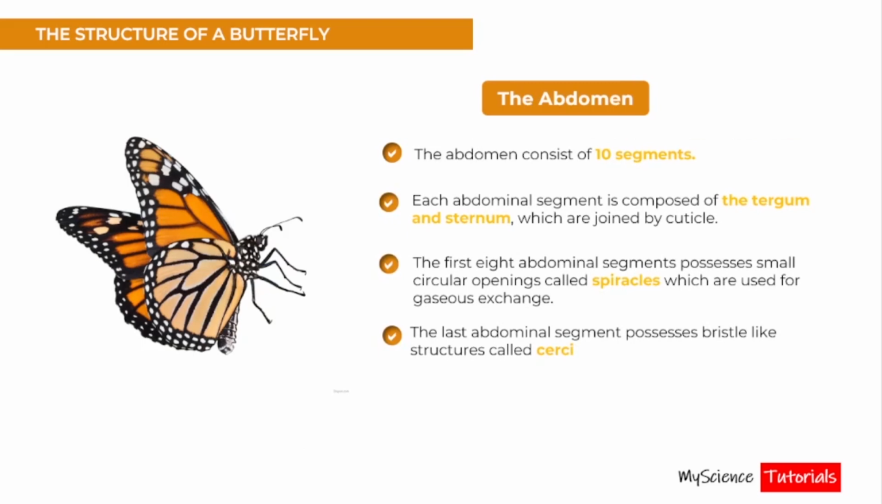The abdomen consists of 10 segments. Each abdominal segment is composed of the tergum and the sternum and is joined by cuticles. The first 8 abdominal segments possess small circular openings called spiracles, which are used for gaseous exchange in butterflies. The last abdominal segment possesses bristle-like structures called the cerci.